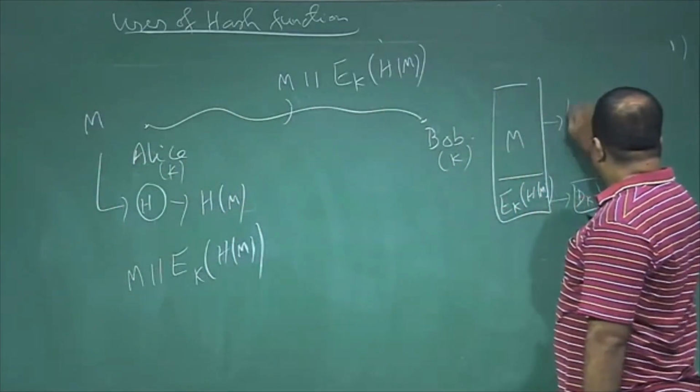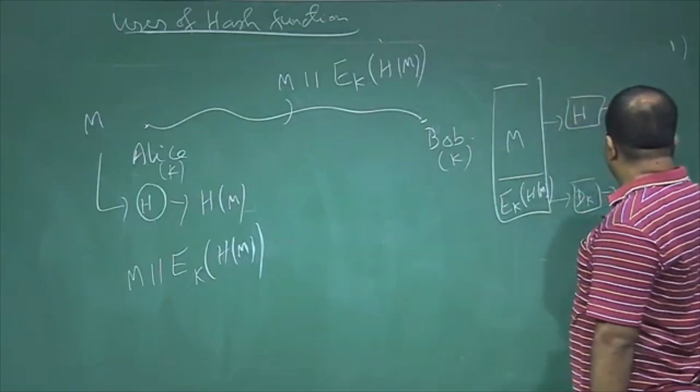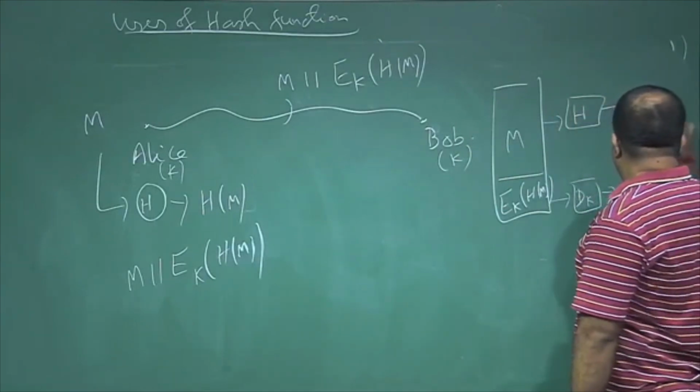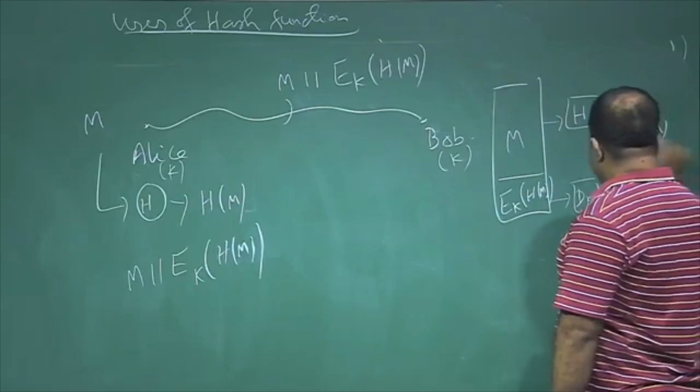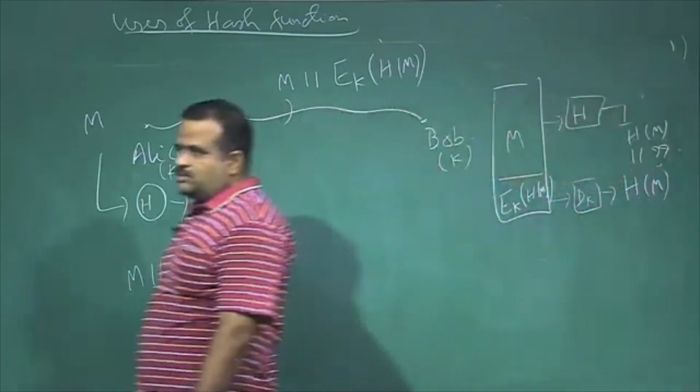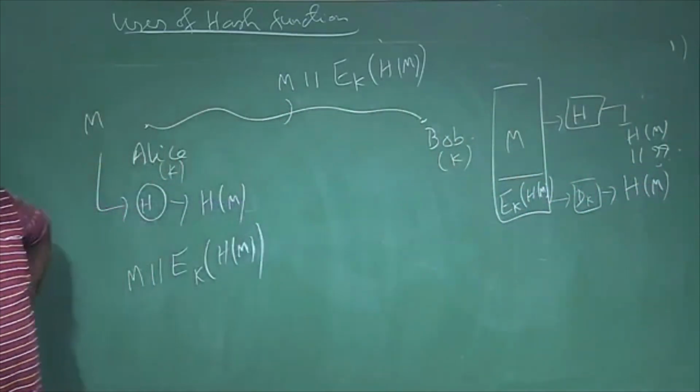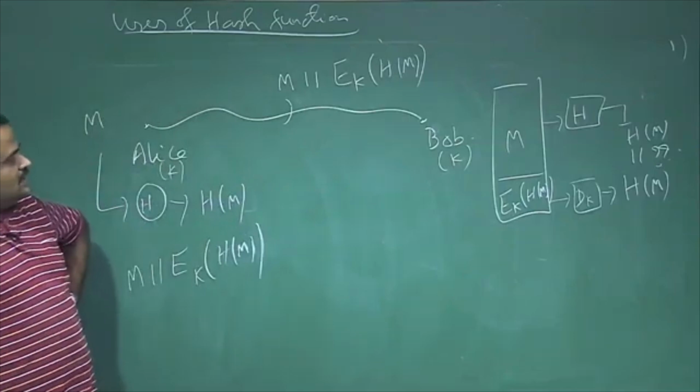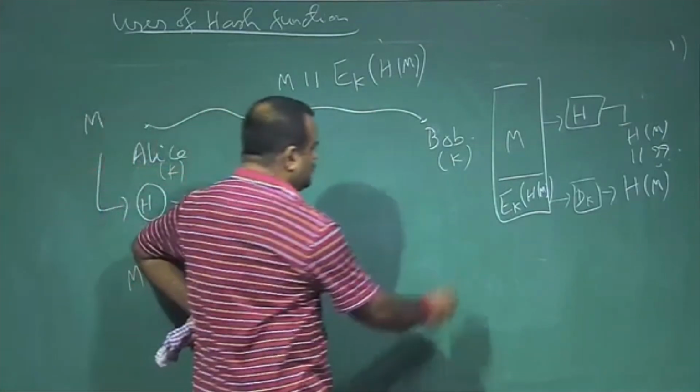Now Bob will apply the H function on the message. So, this is also supposed to be H of M. Bob will compare these two values. If these two values are the same, then Bob will ensure that the message is coming from Alice. So, the authentication is done.